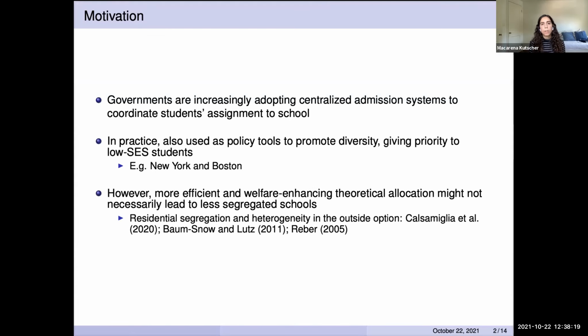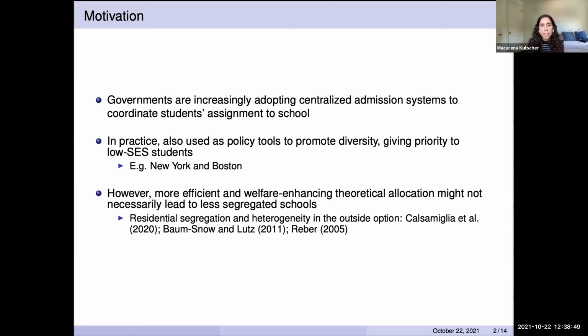So all over the world, governments are increasingly adopting centralized admission school systems to coordinate students' assignments to schools. Different versions of these programs have been implemented in England, France, Spain, the United States, etc. And centralized admission programs are often seen as providing equal access to school. So they are frequently used as policy tools to promote diversity.